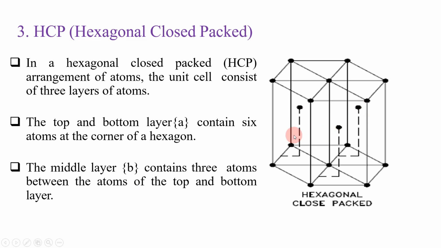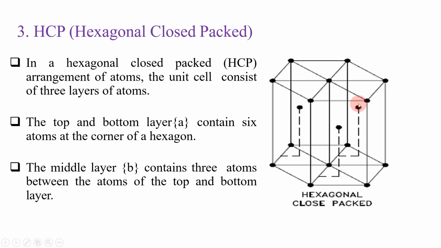It means that this is the middle layer, and it contains 3 atoms between the top and bottom layers. So this is the top layer and this is the bottom layer, and in between them we can clearly observe the 3 atoms it contains: first, second, and third.